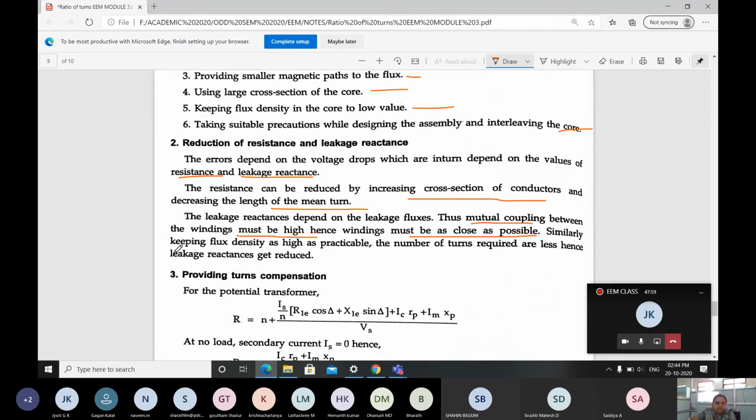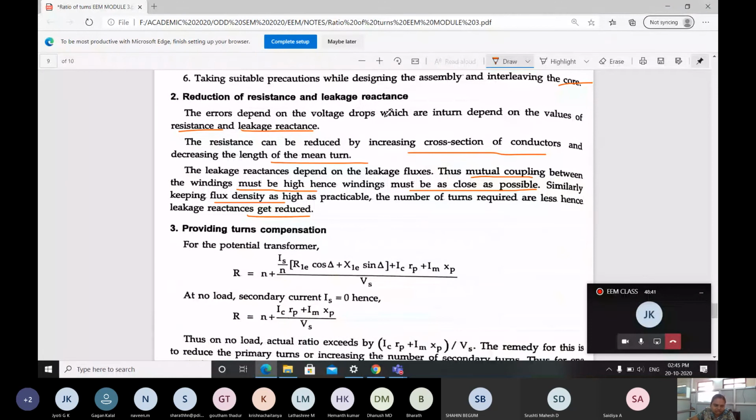Similarly, keeping flux density as high as practical. Flux density should be high. Therefore, the number of turns required is less, hence leakage reactance is going to be reduced. When you are winding the transformers, the winding should be very close and tightly connected, so that your flux density is high. Due to that your leakage reactance is going to reduce. These are the two methods we use in transformers to reduce my resistance and also the leakage reactance.